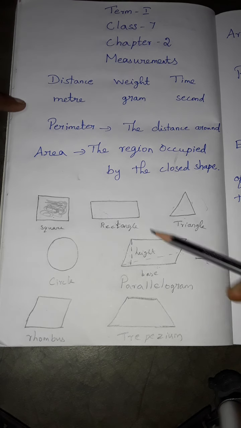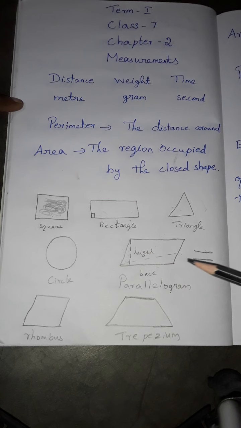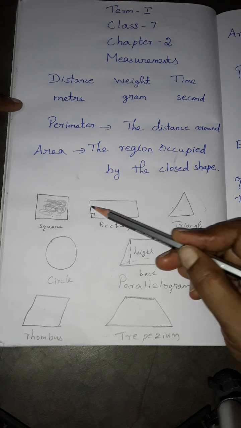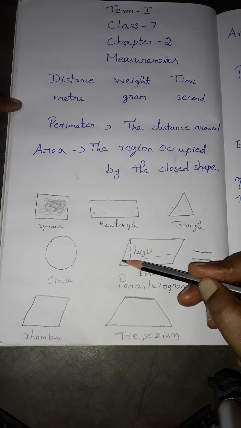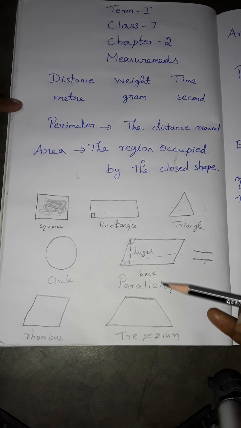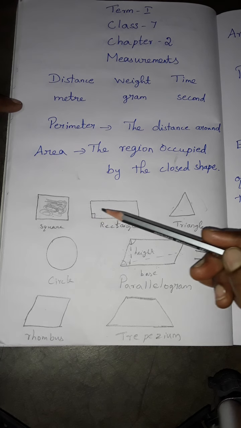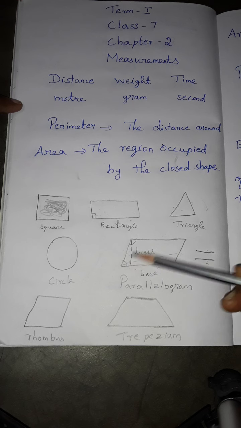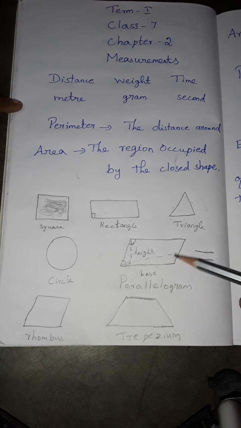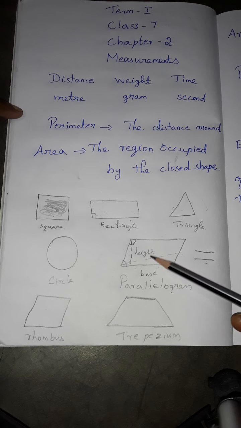There is only one difference between a rectangle and a parallelogram. In the rectangle, every corner makes a right angle. But in a parallelogram it makes acute angles and obtuse angles, not right angles. If all are right angles, it is a rectangle. If some of the angles are acute and some are obtuse, this shape is called a parallelogram.